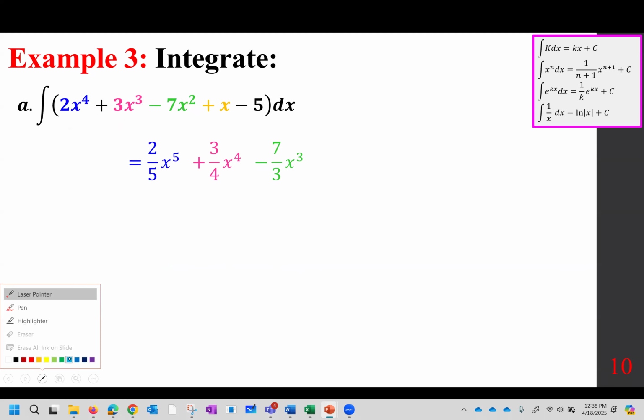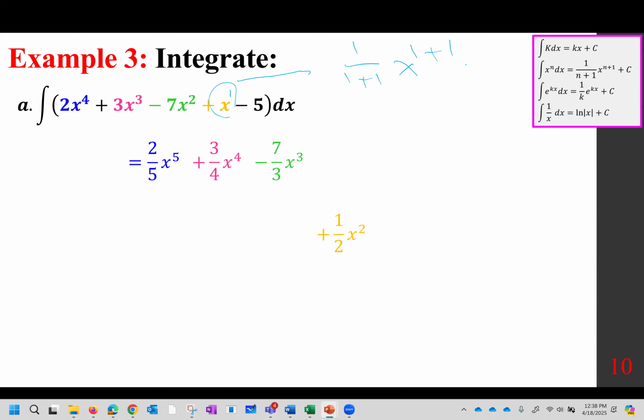Now, this one, I want to make sure you can see that this is x to the power of 1. So 1 over 1 plus 1 x to the power of 1 plus 1. So 1/2 x squared. And of course, if you have a constant, in this case -5, you get -5x plus a constant.